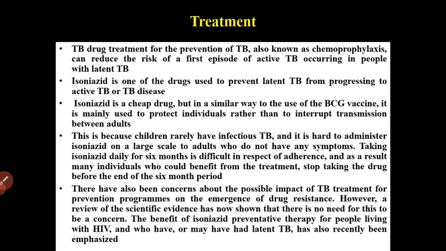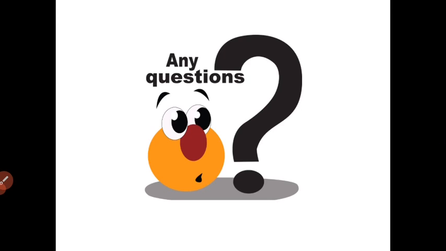Children rarely have infection, and it is hard to administer isoniazid on a large scale to adults who do not have any symptoms. So, taking isoniazid daily for 6 months is difficult in respect of adherence, and as a result, many individuals who could benefit from the treatment stop taking the drug before the end of the 6-month period. Fine. One more thing. The benefit of isoniazid preventive therapy for people living with HIV and who have or may have had latent TB has also recently been emphasized. Fine. This is the treatment part.